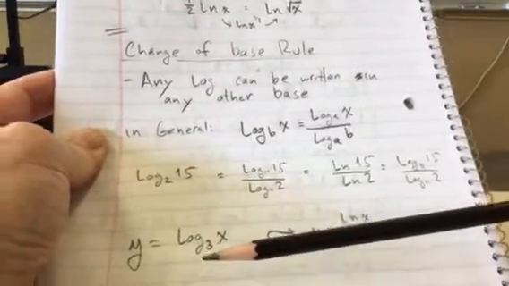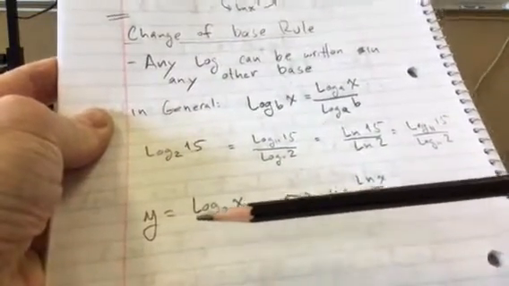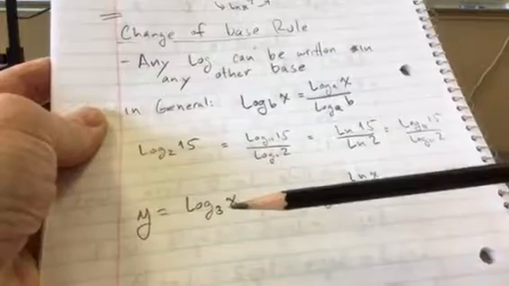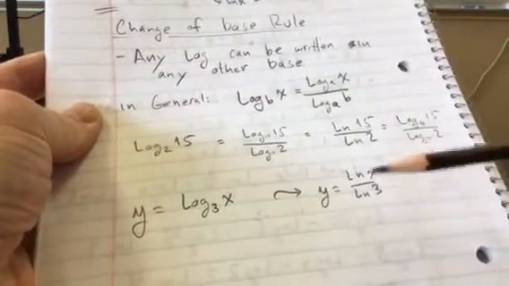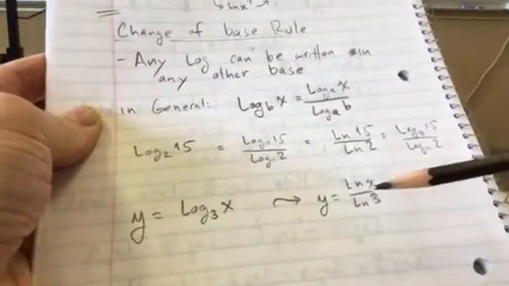You can also write functions this way. If you wanted to graph the function y equals log base 3 of x, you could write that as natural log of x over natural log of 3, or log base 10 of x over log base 10 of 3. It doesn't matter. Change of base rule, pretty cool.